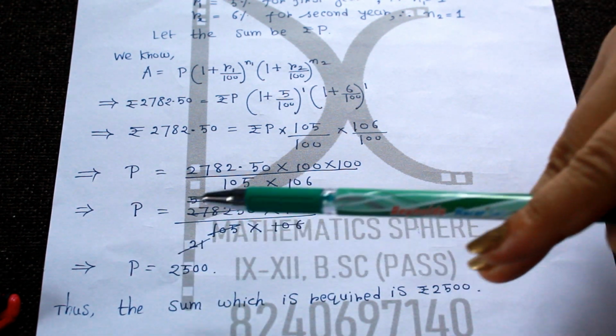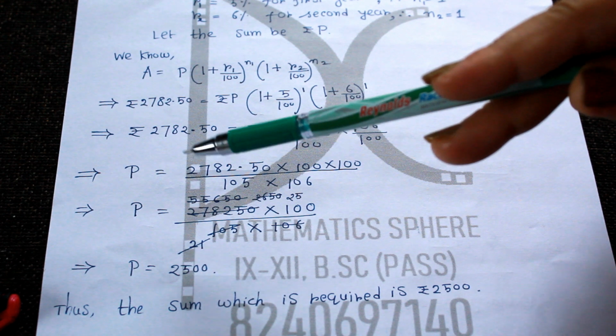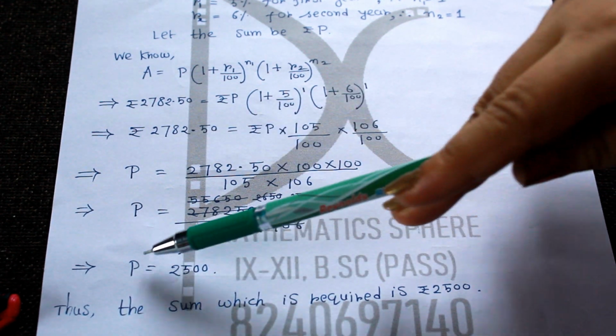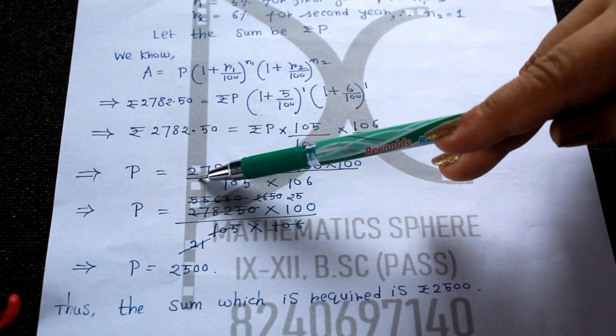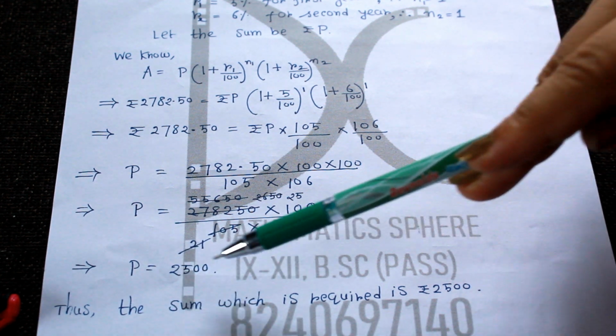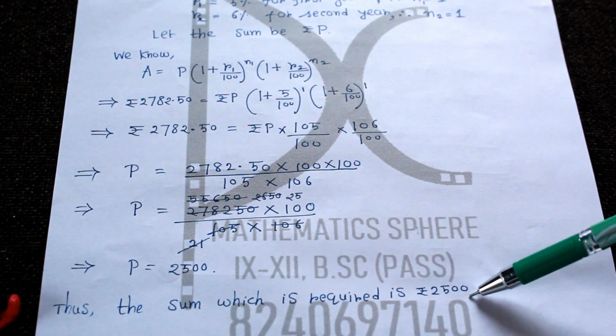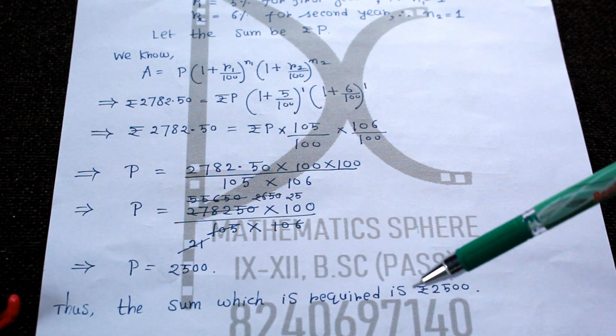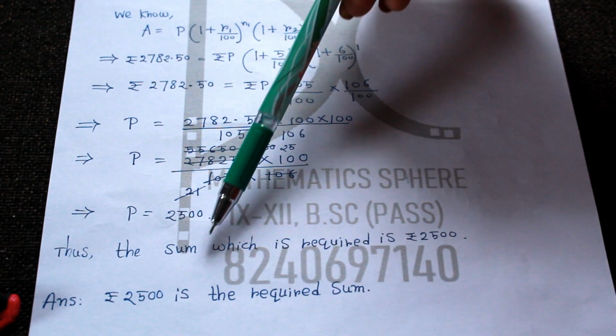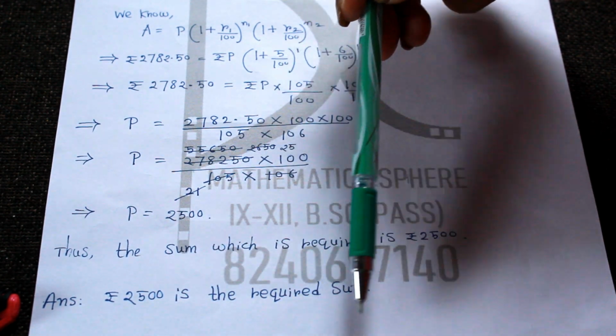So this P was only our sum which we had taken. Ultimately the sum, P, has no unit here because the unit was cancelled. Now you will have to write it properly. The sum which is required is rupees 2500. That means you are going to write the answer: the required sum is rupees 2500.